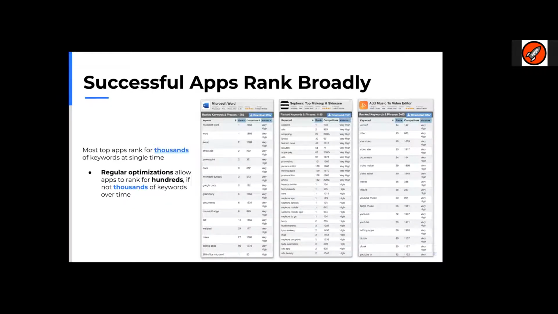If you look at all the successful apps in the store today, they generally rank very broadly. Successful apps in the store can rank for thousands of keywords. These are just some examples of apps that we work with. Some large technology companies, large retailers, some more independent apps rank for close to 3,500 keywords in the App Store. That's possible because of iteration that happens over time, because the once and done strategy was not applied here.